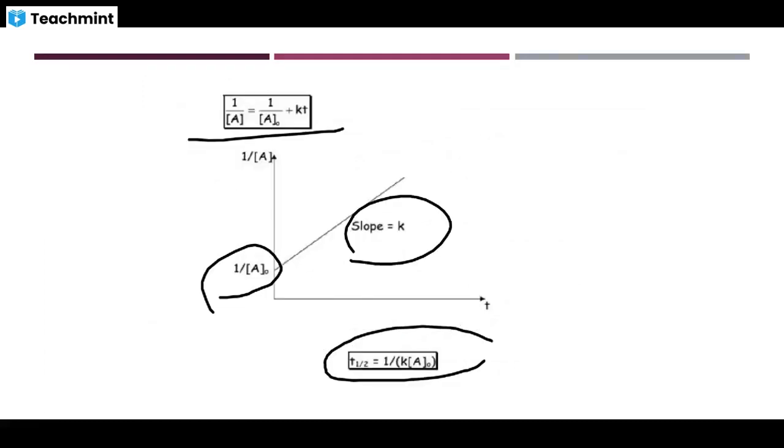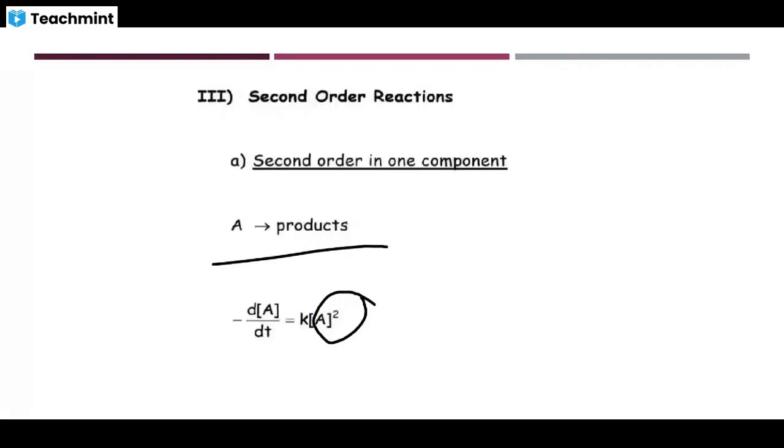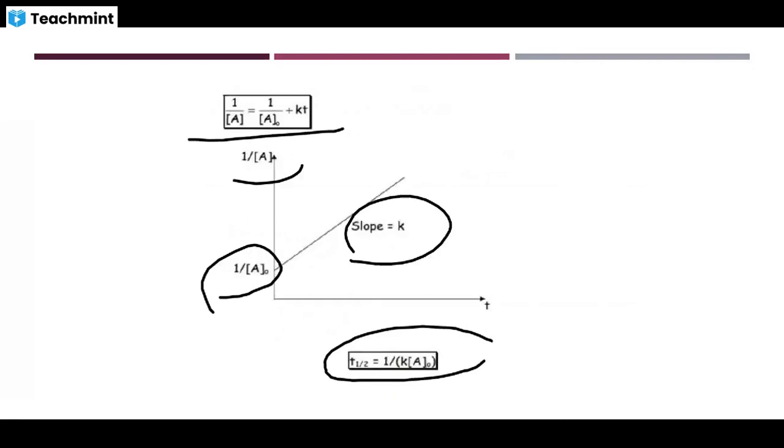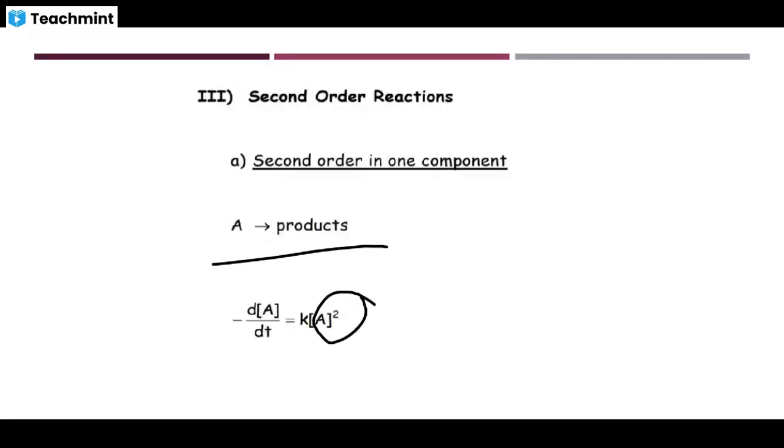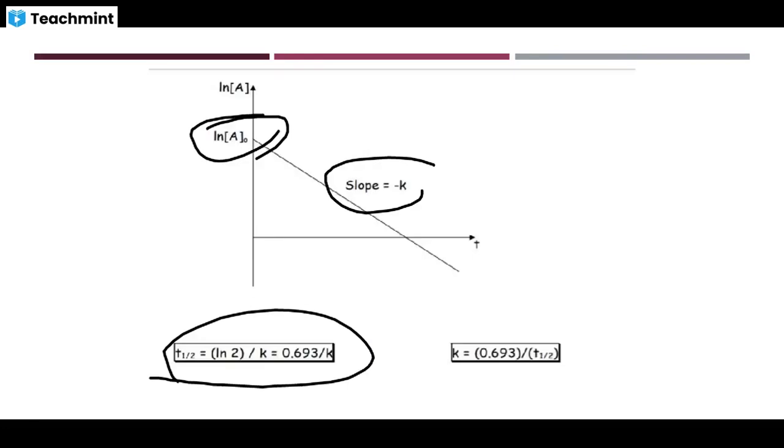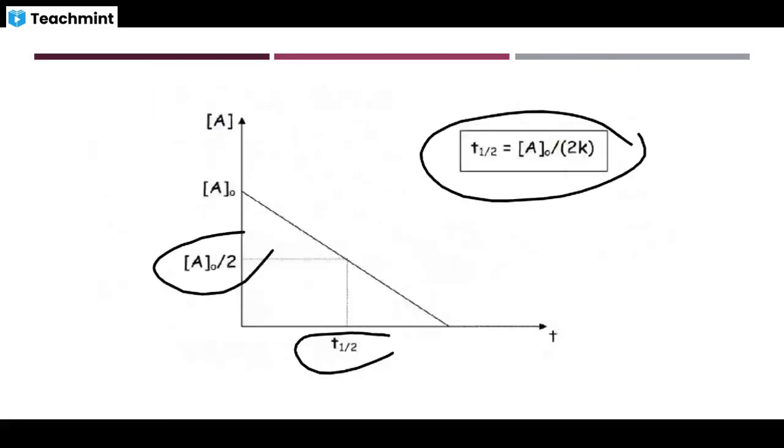If you see the first order, you plot this here. This is for second order. In the second order, you plot 1 by A versus t, you get a straight line. In the first order, you plot ln A with respect to time, you get a straight line. In the zero order, you plot A versus t, you get a straight line.